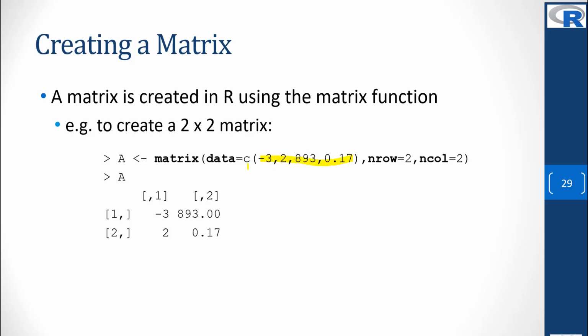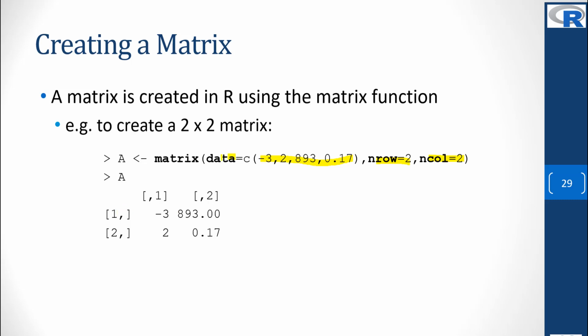And matrices in R, matrices being the plural, are kind of a special object. They are internally not really two-dimensional. It's just the way we're displaying them, the way we're representing them, that makes them two-dimensional. We're organizing the data in a different way. So we're using this one-dimensional vector, 3, 2, 893, 0.17, and we're saying organize our data as a two-row by two-column matrix. In row for the number of rows, in col for the number of columns.